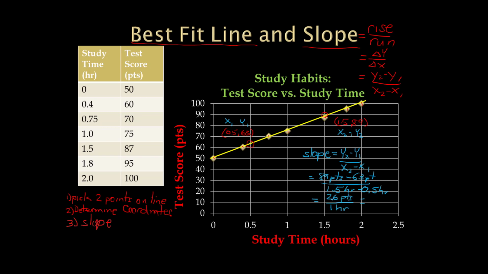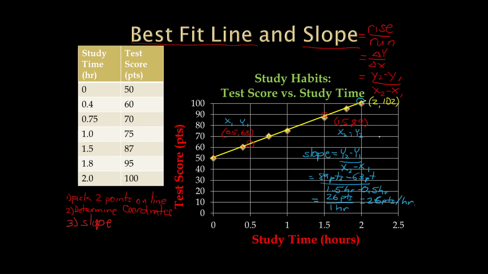I get a value of 26 points for every 1 hour, or another way of expressing that is 26 points per hour. So I kind of expect that for every hour I study, I would get 26 points higher on my test score.